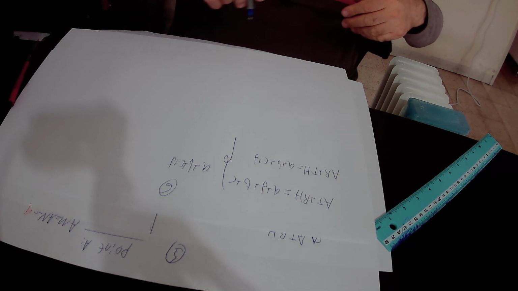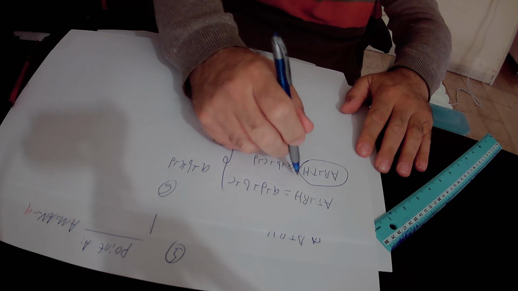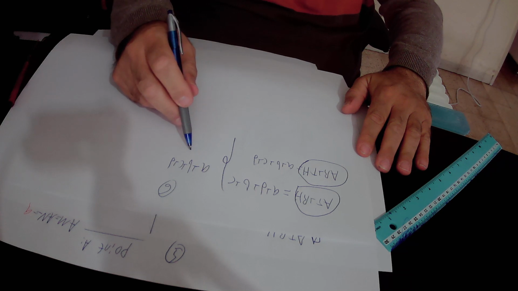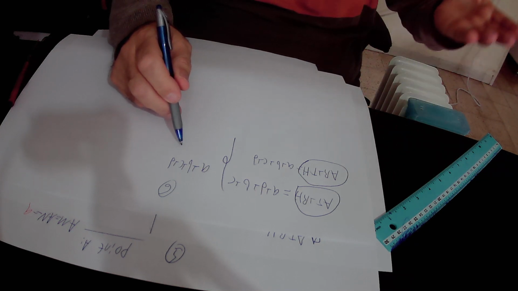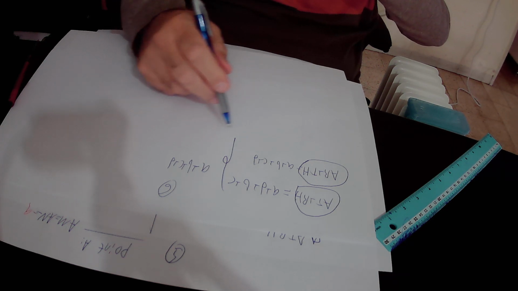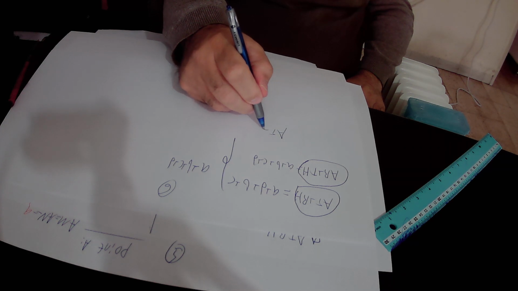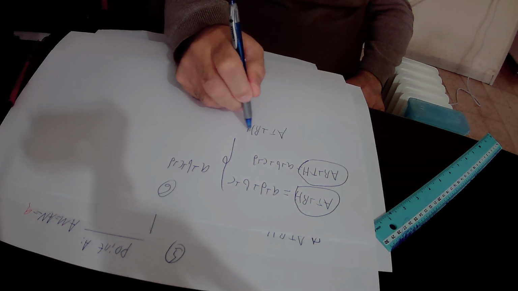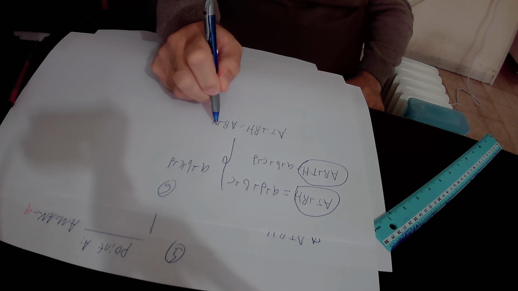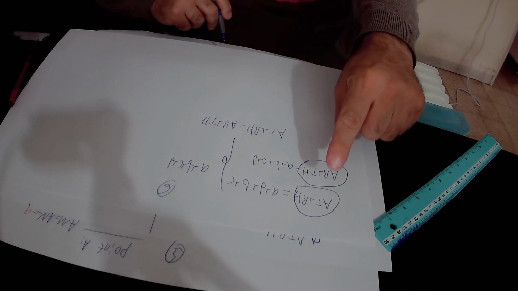And because those two expressions are both equal to the same expression, A plus B plus C plus D, it means that they are equal to each other. So you can write down that AT plus BH equals AB plus TH. Okay, those two expressions are equal to each other.